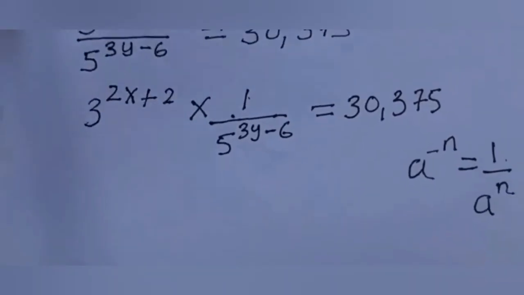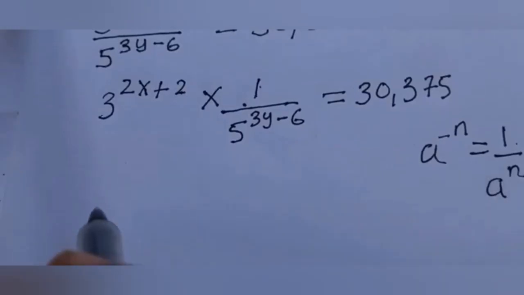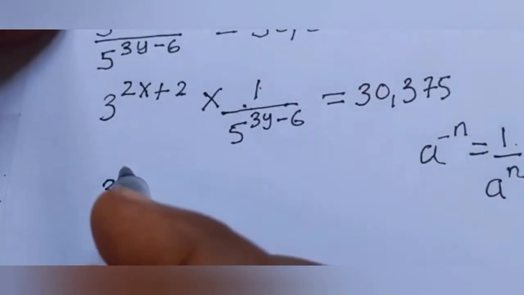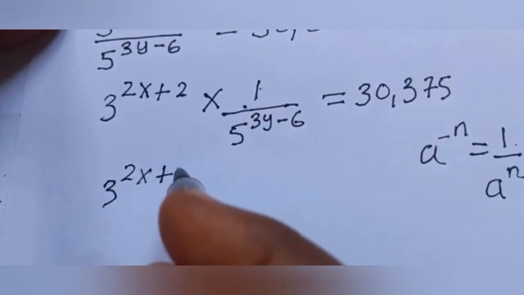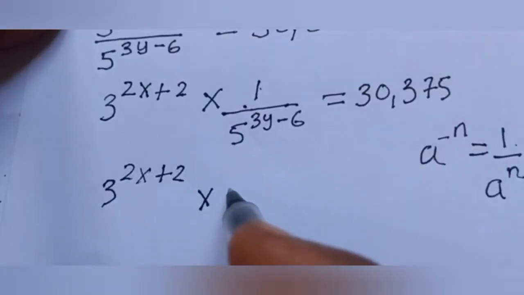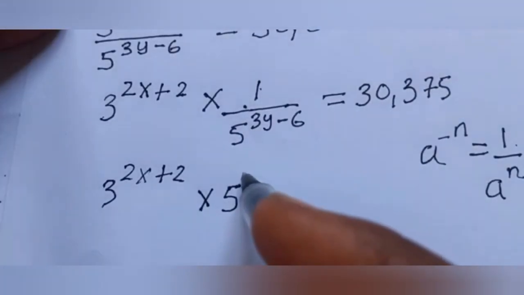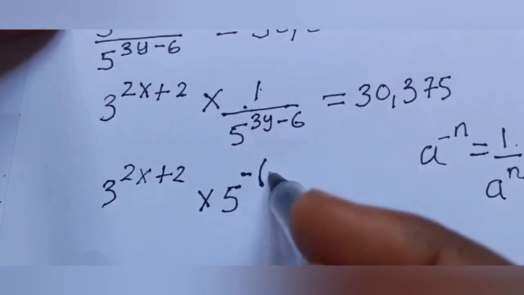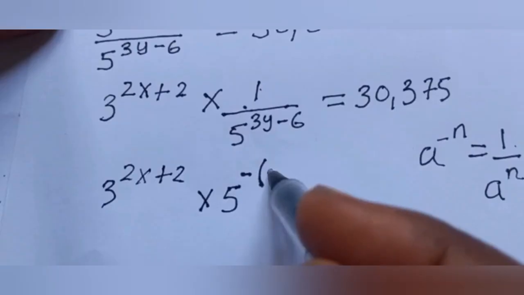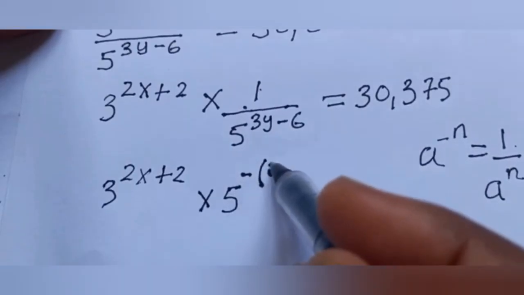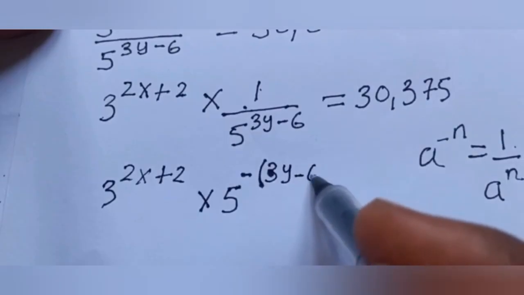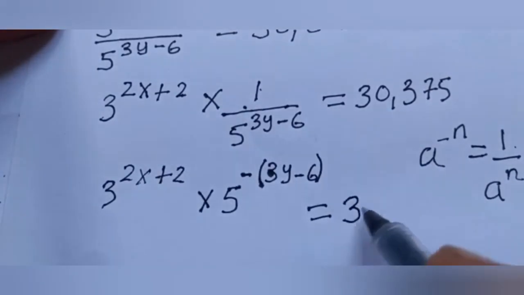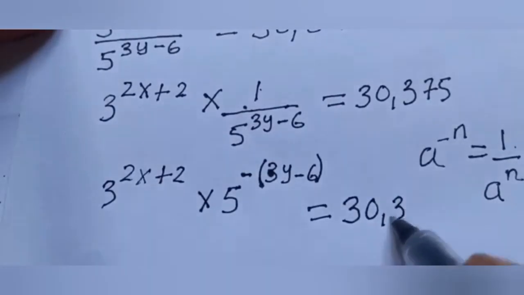So we proceed as follows. We have 3 raised to 2x plus 2 times 5 raised to negative in the bracket 3y minus 6 in the bracket equals to 30,375.